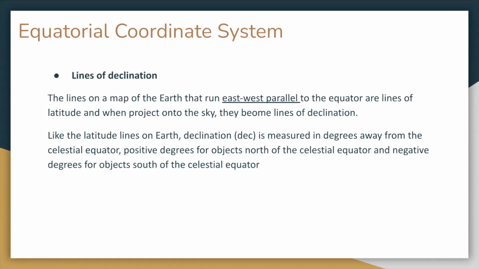The other coordinate in the equatorial coordinate system are lines of declination. And lines of declination are kind of like the latitude lines on Earth, in that they run east-west and are parallel to the celestial equator. And also similar to latitude lines on the Earth, declination is measured in degrees away from the celestial equator. So your lines of declination are always measured in degrees north of the celestial equator or degrees south of it. So lines of declination are easier to remember because they're almost exactly like latitude lines on the Earth.